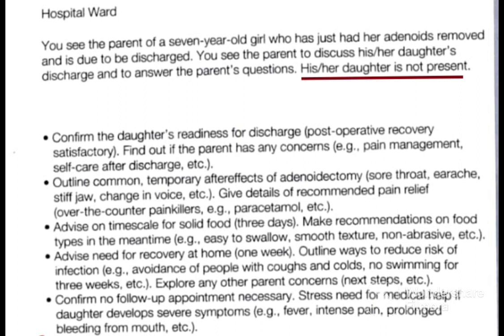And you can just start like this. Good morning. The first task is confirm the daughter's readiness for discharge. That means you are going to the parent and you are discussing. You see the parent to discuss. So confirm the daughter's readiness for discharge, post-operative recovery is satisfactory, and find out if the parent has any concern. So you are the one approaching the parent.